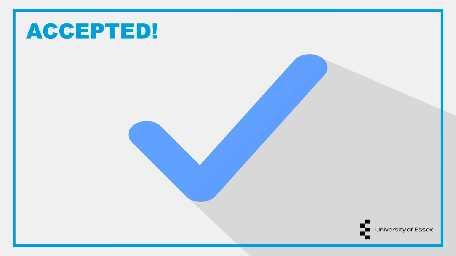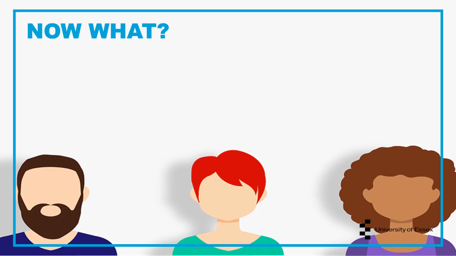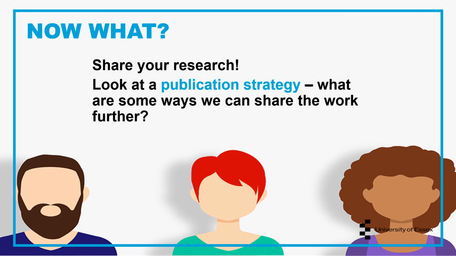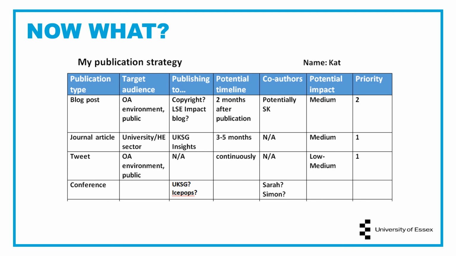And then finally, hopefully you'll hear that your paper has been accepted. But that isn't the end of the process. You can now share your research, and after all the hard work of getting published, you'll want to do that. A publication strategy can help with deciding how you want to share your work more broadly. Here we can see an example of a publication strategy with several tips of how you might share your research.